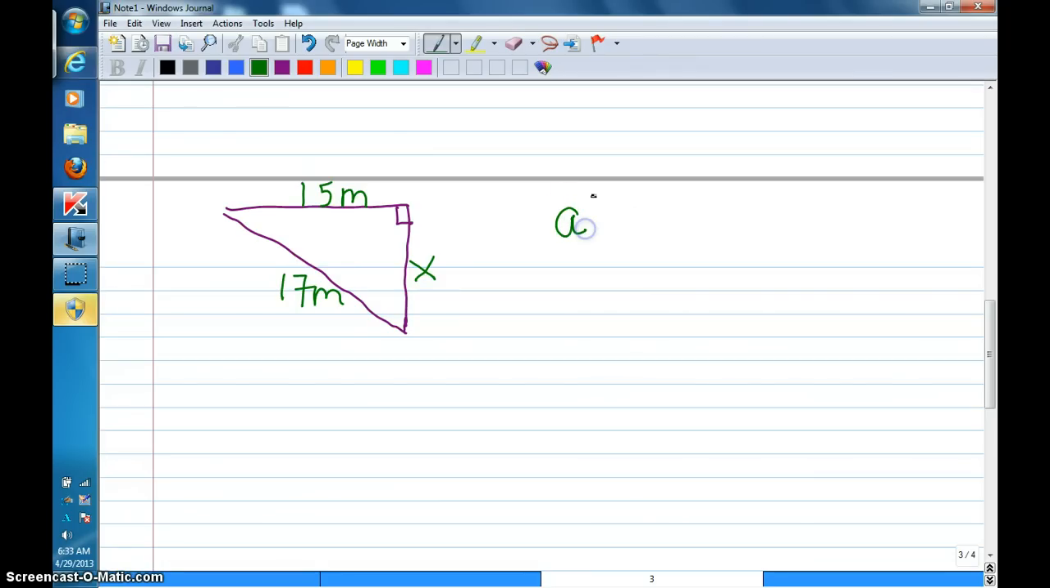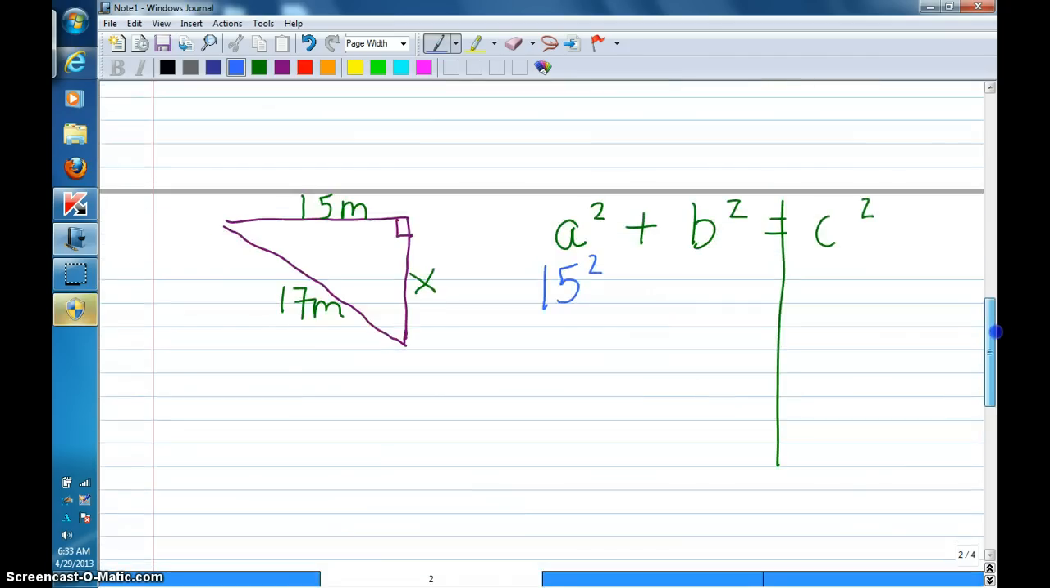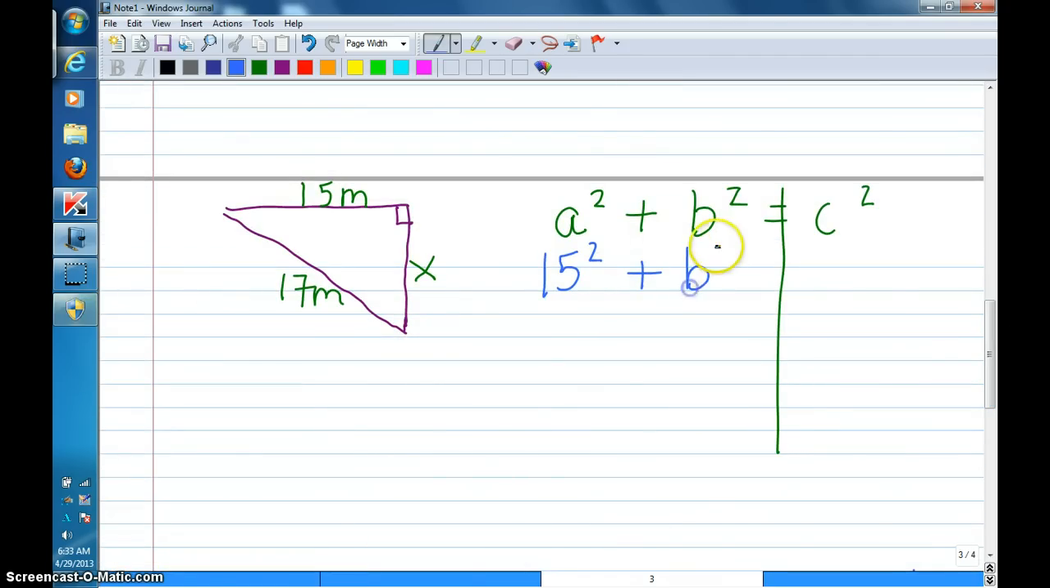So again, I always start off by writing the Pythagorean theorem, a squared plus b squared equals c squared. And now we're going to plug in what we know. This time we only know one of the legs, so it doesn't matter if you plug it in for a or b, but we're still going to have a variable on this side. And this time we know the hypotenuse, so we're going to plug it in for c. Okay, so we have the variable on this side this time.